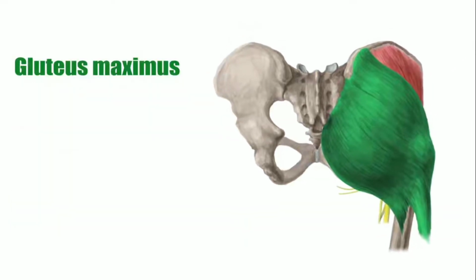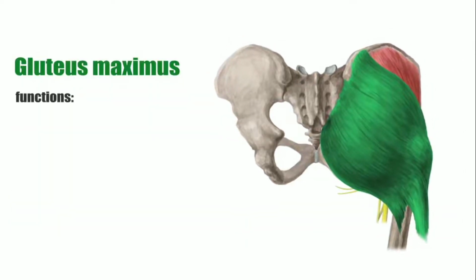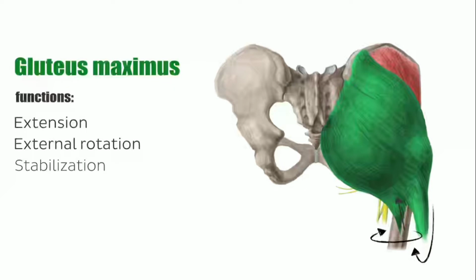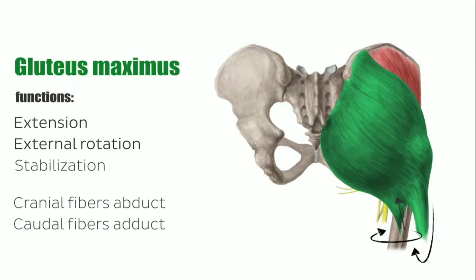Let's take a look now at the functions of the gluteus maximus. The most important ones are the extension of the thigh, as you can see here, and also external rotation of the hip joint, as you can see with the arrows. We also need to include that this muscle helps stabilize the hip joint. Important to add here that the contraction of the cranial fibers will abduct, and the caudal fibers, when they contract, will adduct the femur.